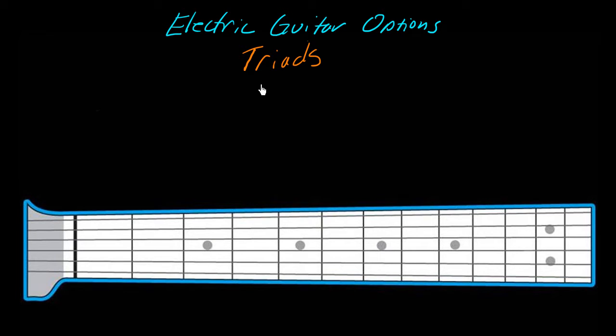The next set of skills for guitar will involve triads. Now, triads are your most basic form of chords. They're just 3 notes, and only 3 notes at a time. And triads are all over the guitar neck.